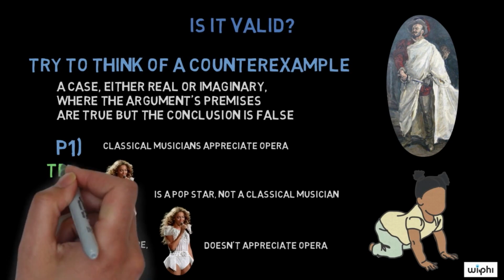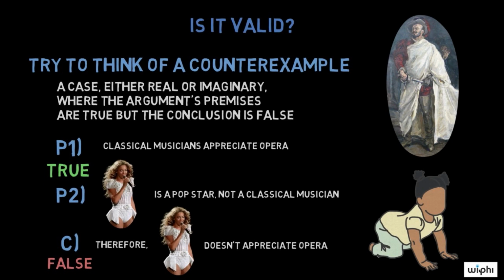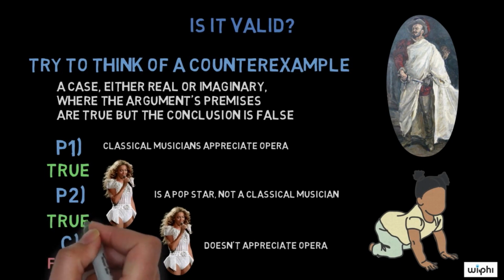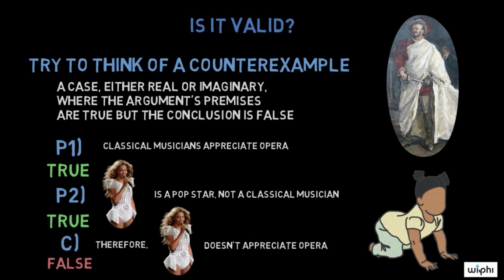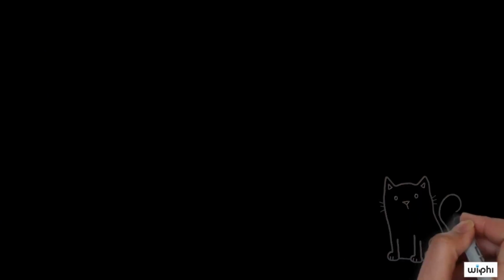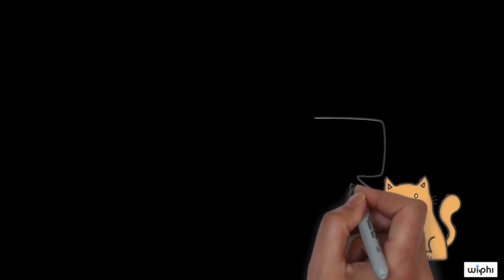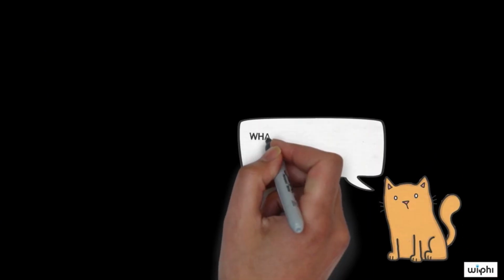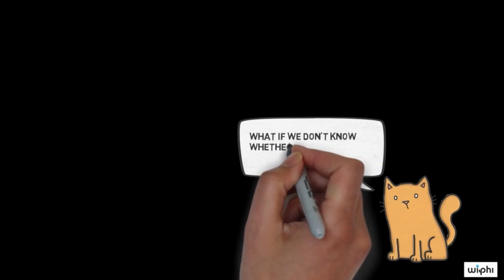It would still be true that classical musicians appreciate opera, and that Beyoncé is a pop star, not a classical musician. This counterexample shows that the argument isn't valid, and so that even if the premises are true, the argument doesn't provide you with a reason to believe its conclusion. There are other more formal techniques for figuring out whether an argument is valid, which we'll hopefully be able to discuss in future videos.